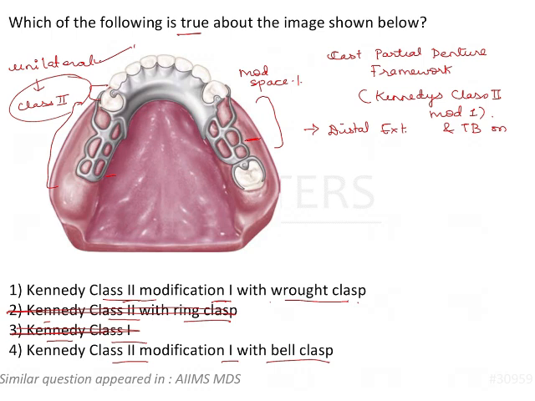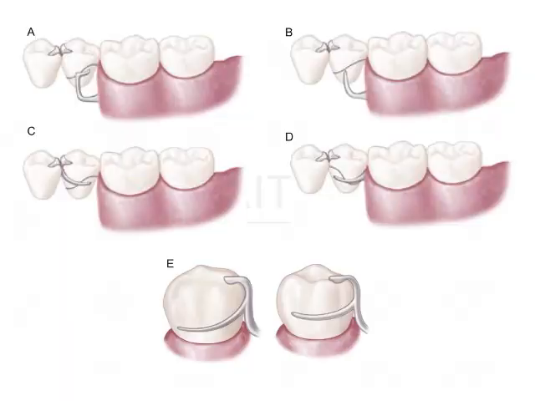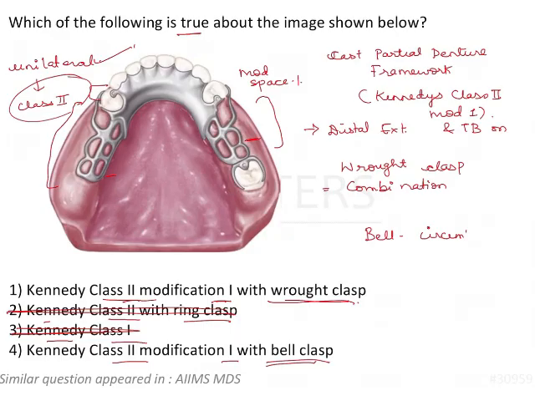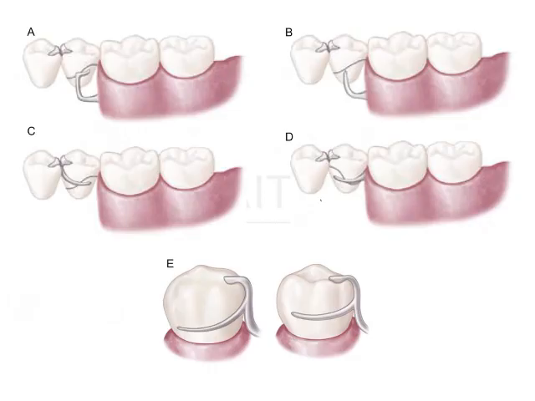Okay. Now we have to differentiate between a rod clasp and a bell clasp. Now what is a rod clasp? Rod clasp is nothing but a combination clasp. A bell clasp is more of a circumferential clasp with a bell-shaped design. Circumferential, but it has a bell configuration. So here in the image, this one is a combination clasp.